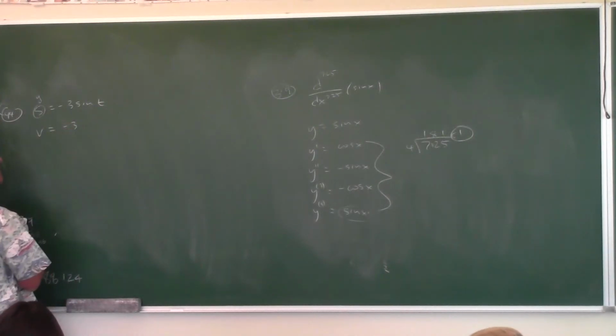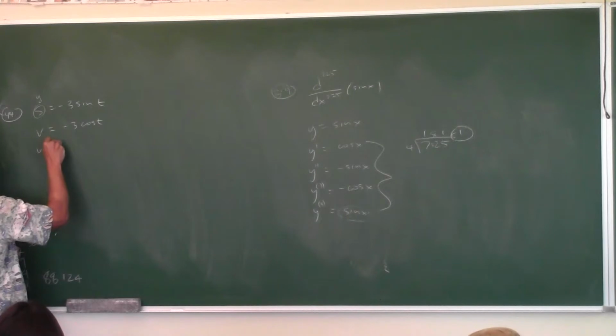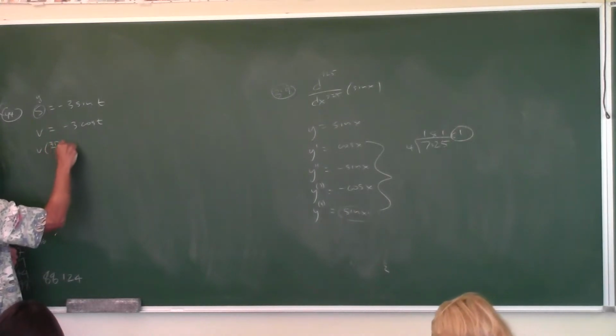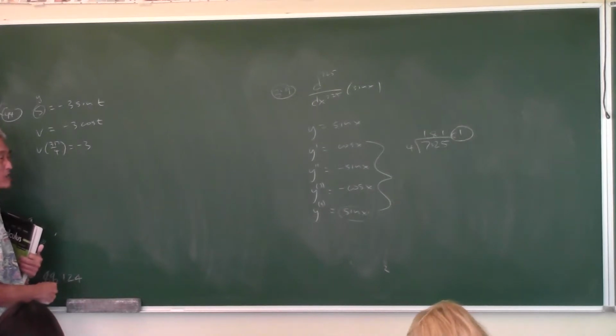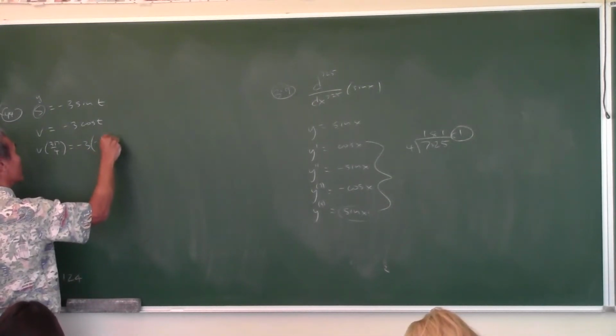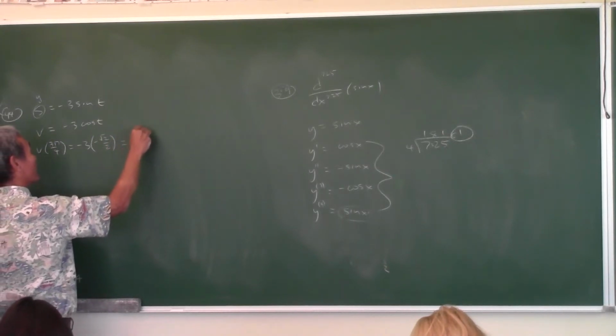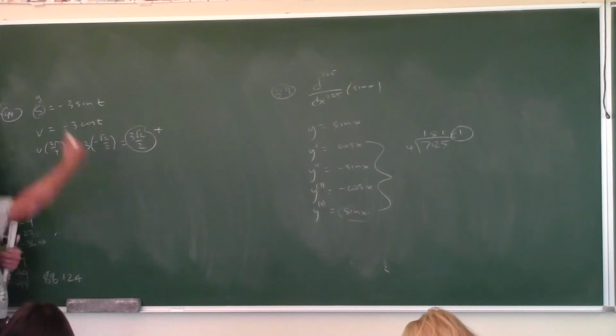throw the negative 3 on the side like an unwanted pet, and then cosine t. So now plug in 3 pi over 4. It's cosine of 3 pi over 4. Okay, negative root 2 over 2, which is positive 3 root 2 over 2. So since the velocity is positive, it's moving up.